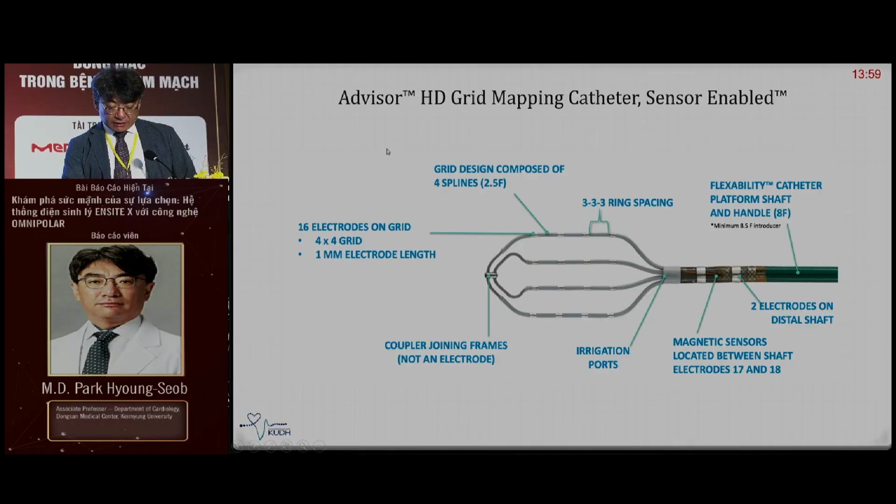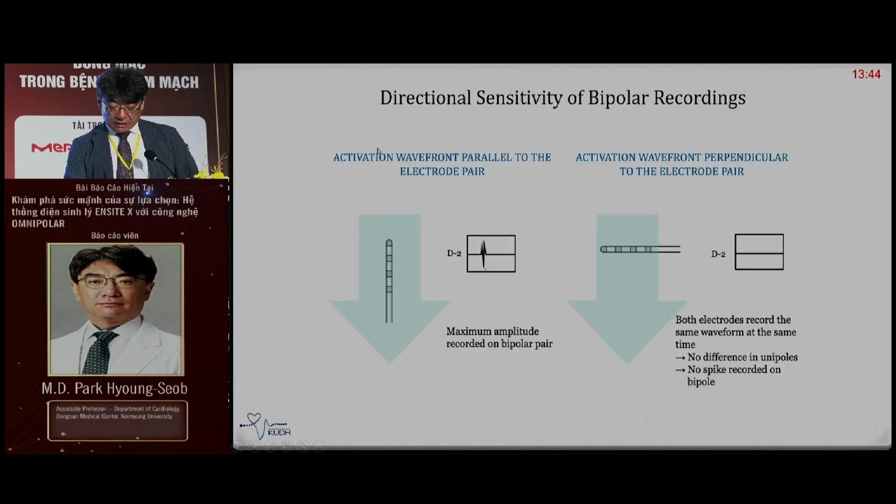As you know, the advanced HD grid catheter has 16 electrodes on the grid and magnetic sensors located between the shaft electrodes 17 and 18. This is the distal tip part of the shaft. I think the most beneficial thing with the HD grid catheter is the bidirectional sensitivity of the bipolar recording. As you know, the activation wavefront is perpendicular to the electrode pair.